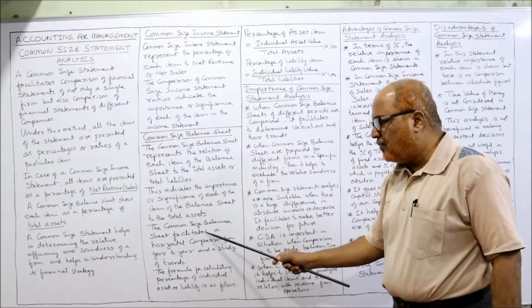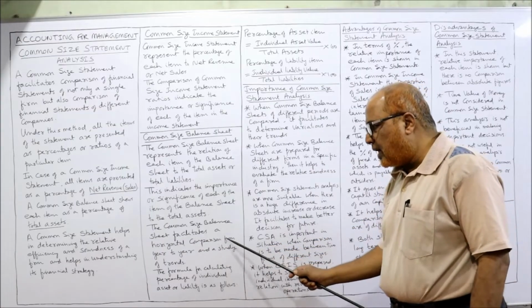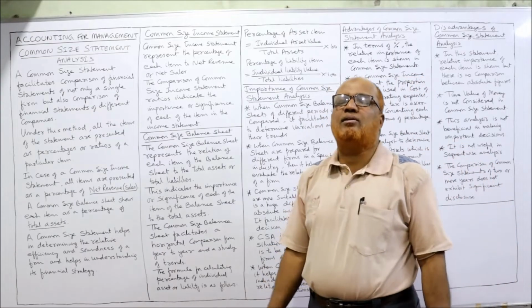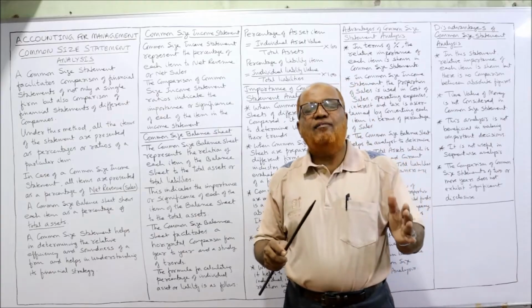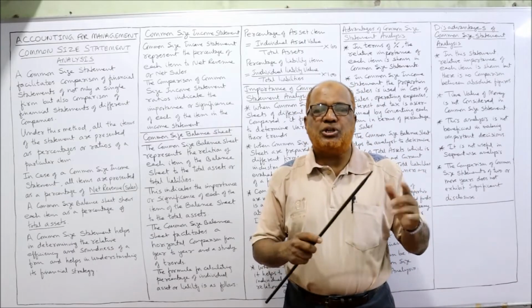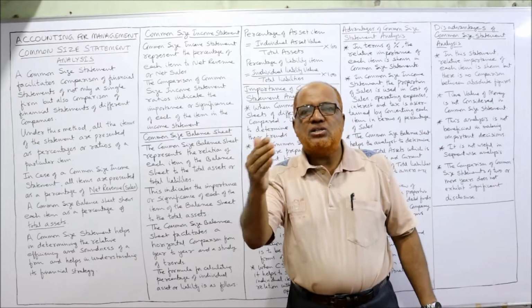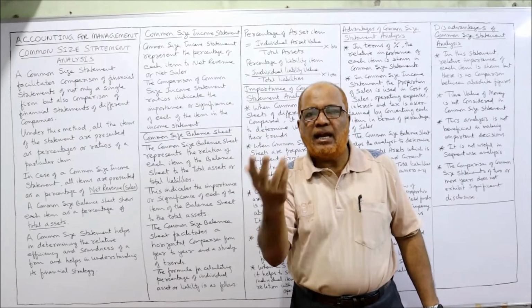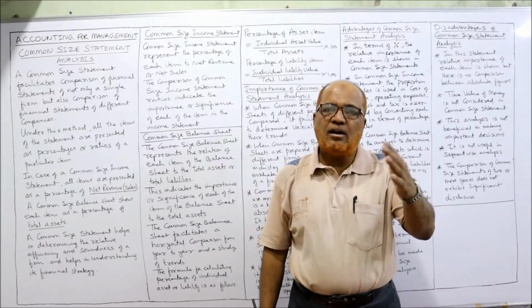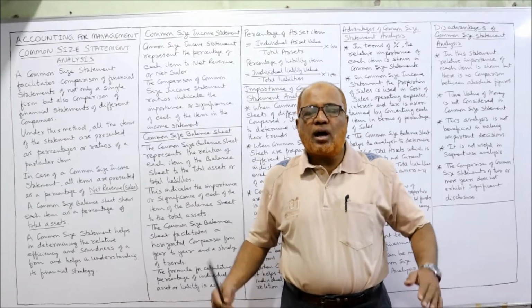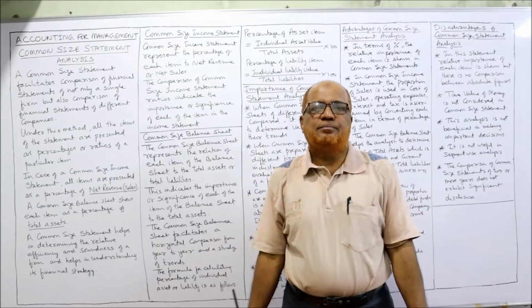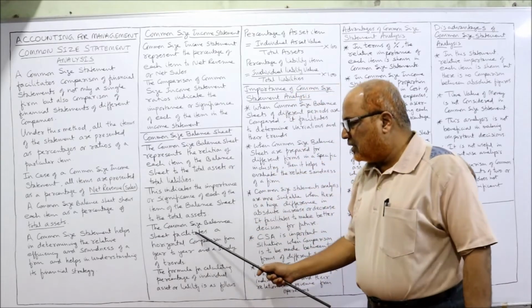The common size balance sheet facilitates a horizontal comparison from year to year and the study of trends. Every year we make this common size balance sheet, we can compare and see what the changes are, what the variations are, what the trend in changes is from one year to another year. So comparison will be facilitated by making this common size statement.